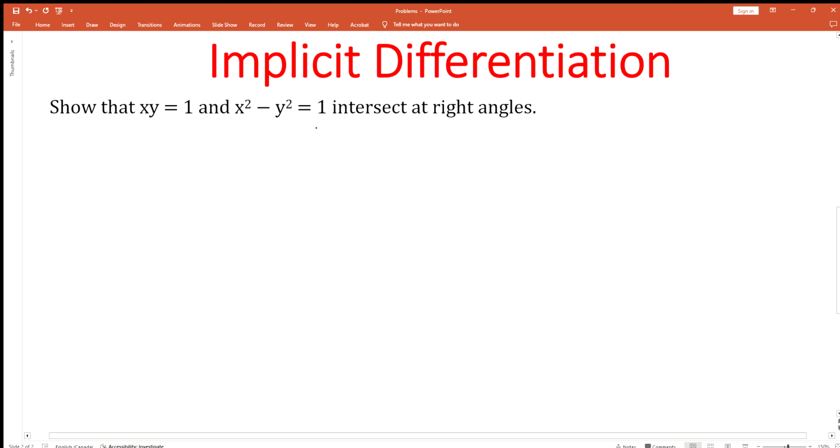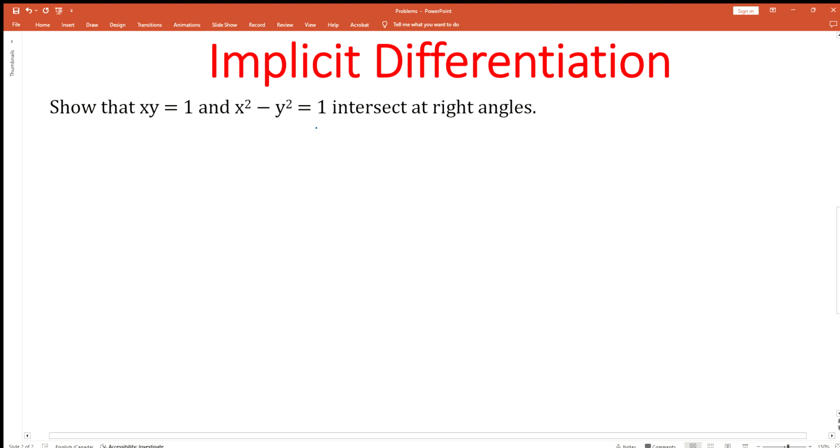For this problem, we have to use the concept that when two curves intersect each other at right angles, the tangent to these two curves at the point of intersection also intersect at right angles. This is a very important concept we need to understand and memorize.